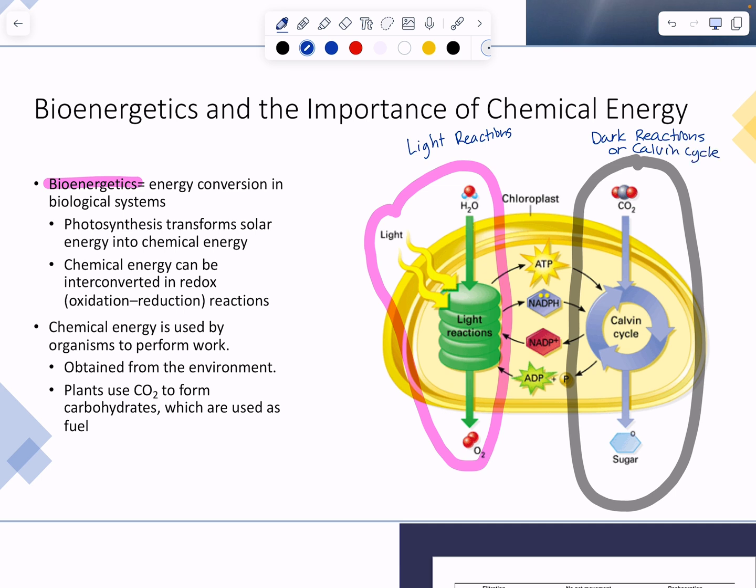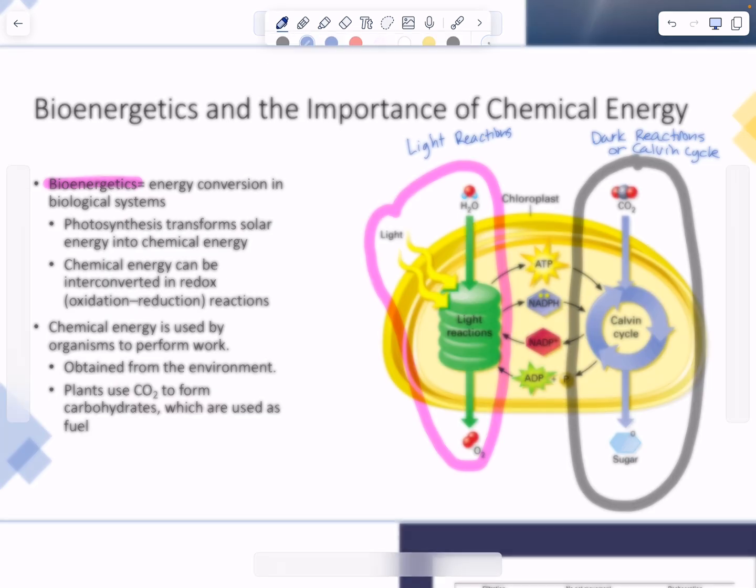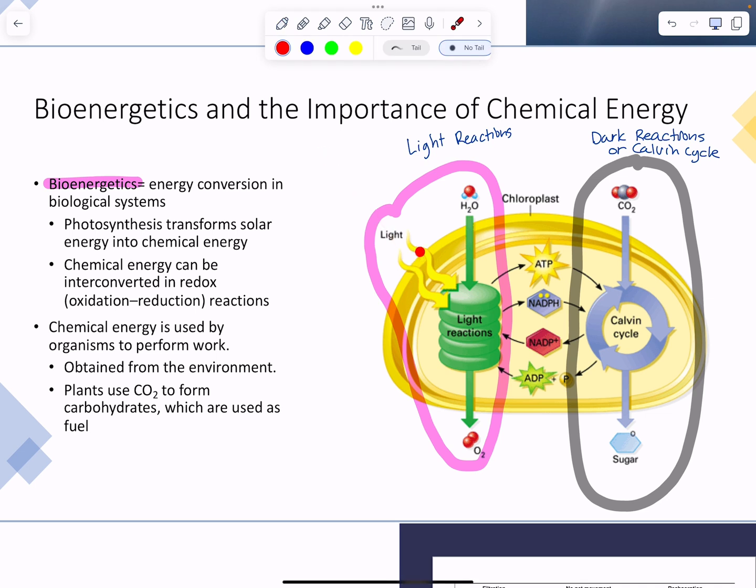So the light reactions take the energy from the sun, the electromagnetic radiation, and what they do is they convert it into ATP and reduced NADPH. So we've got chemical energy stored in ATP, and we have a reduced cofactor.